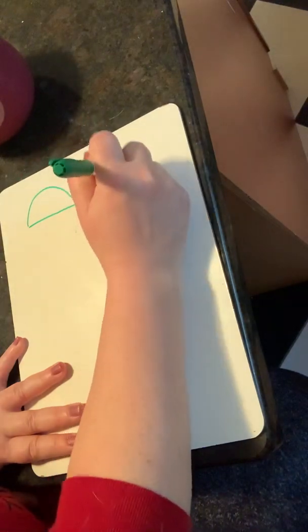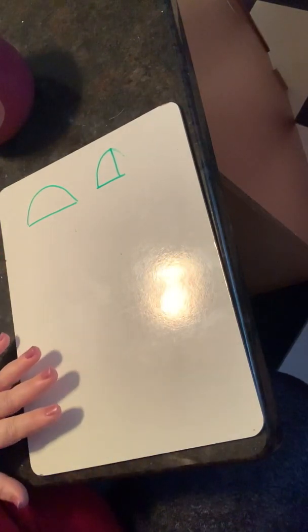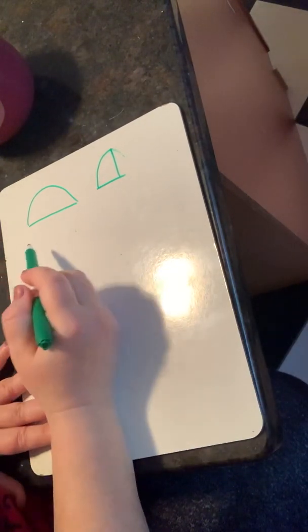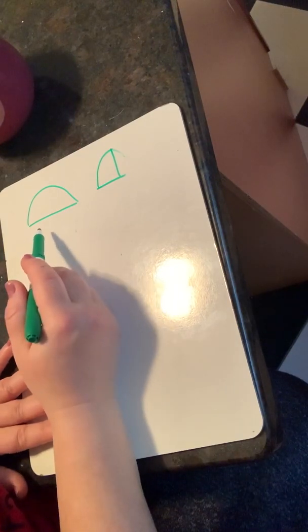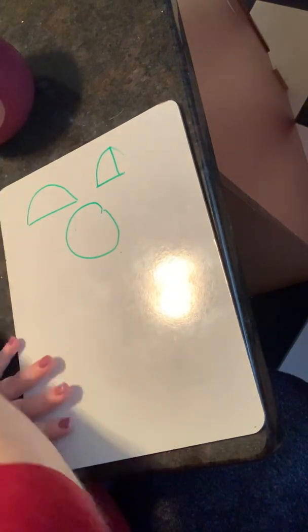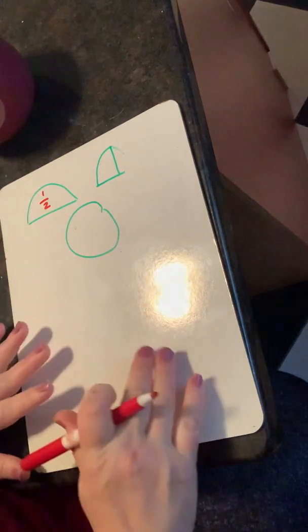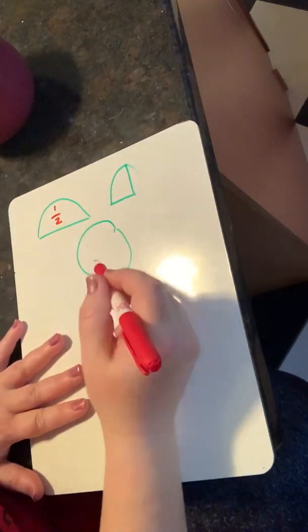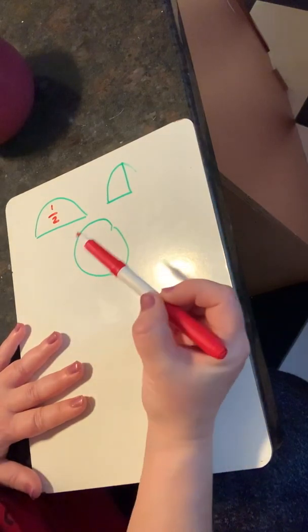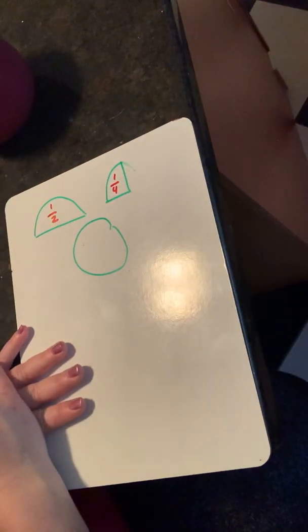Today we're going to talk about the perimeter of a semicircle and the perimeter of a quarter circle. The first thing we have to think about is what fraction of a circle is a semicircle? Well, a semicircle is 1/2 of a full circle. Looking at a quarter circle, what fraction of a circle is it? Well, it is 1/4 of a circle.